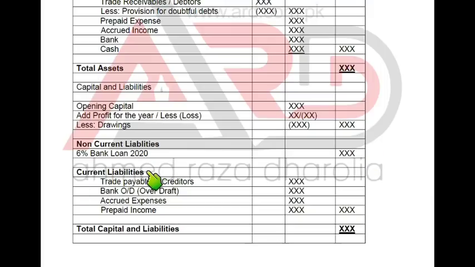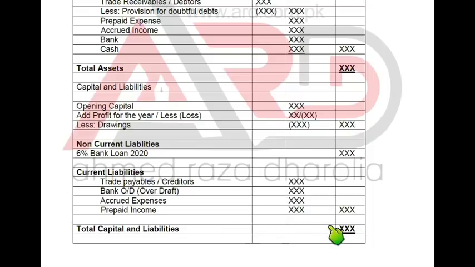Then in current liabilities, there are trade payables, which are creditors, and bank overdraft. If the bank is in minus, it is an overdraft. Then accrued expenses, which means we have incurred the expense but we are yet to pay. Then lastly, there is prepaid income, meaning we have received the income but we have not earned it yet, so this is a liability for us. Then we'll be adding up capital, non-current liabilities and current liabilities. The final figure is total capital and liabilities.